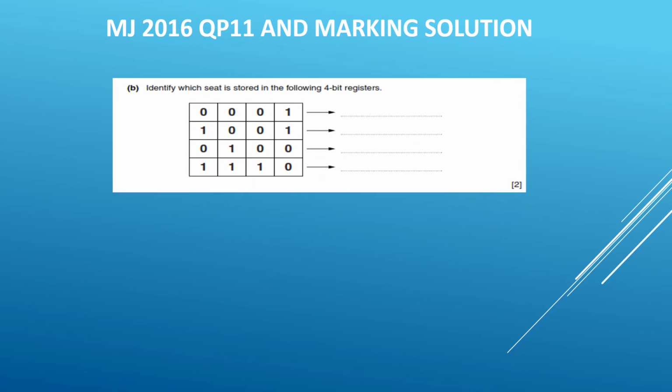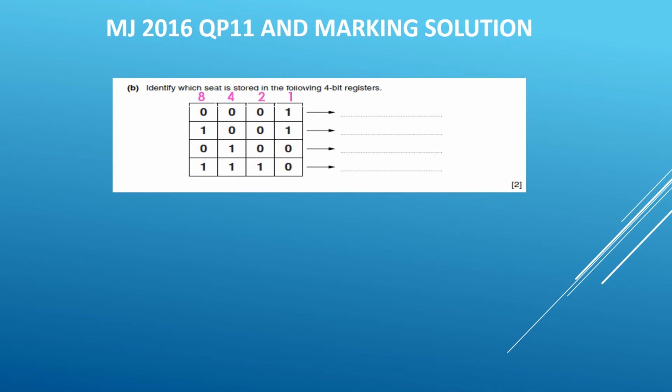Now let's see what it asks to do in the B part. Identify which hexadecimal digit is stored in the following 4-bit registers. Here we are given 4 different registers in 4 different rows. So we are going to get an equivalent hexadecimal value for that.